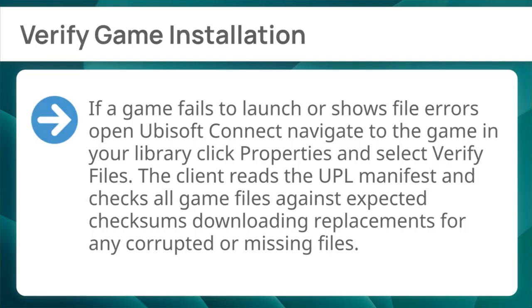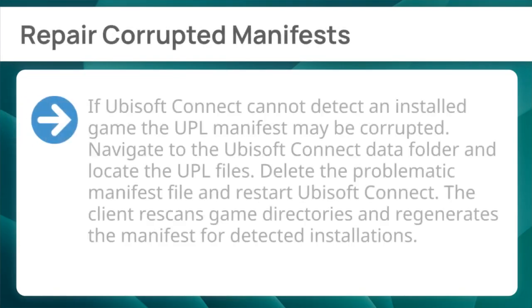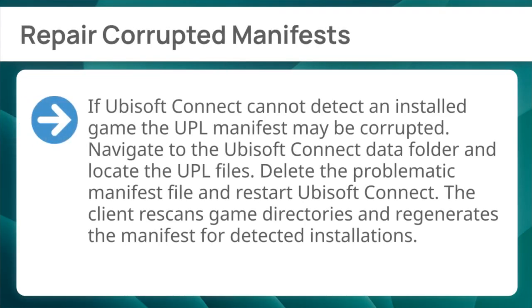missing files. Finally, repair corrupted manifests. If Ubisoft Connect cannot detect an installed game, the UPL manifest may be corrupted. Navigate to the Ubisoft Connect data folder and locate the UPL files. Delete the problematic manifest file and restart Ubisoft Connect. The client rescans game directories and regenerates the manifest for detected installations.